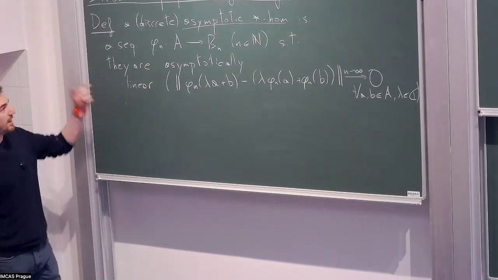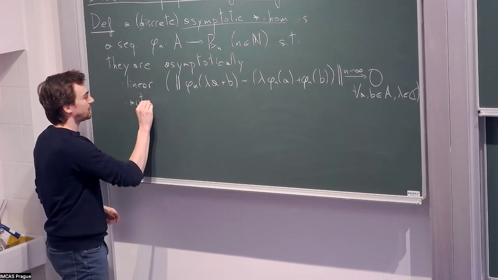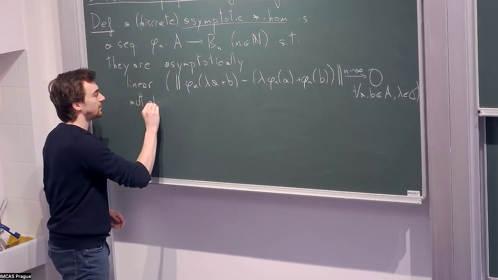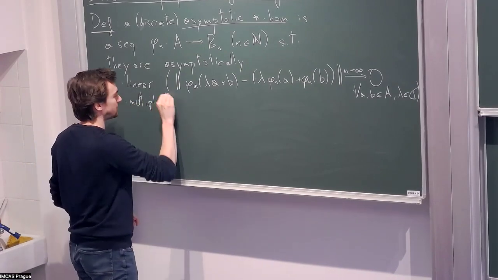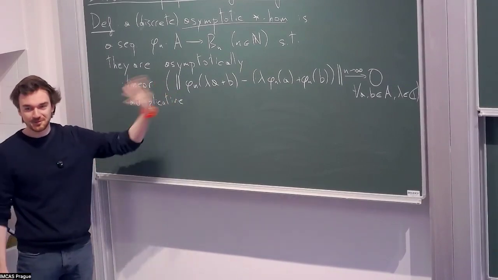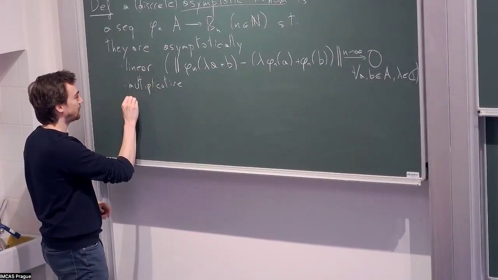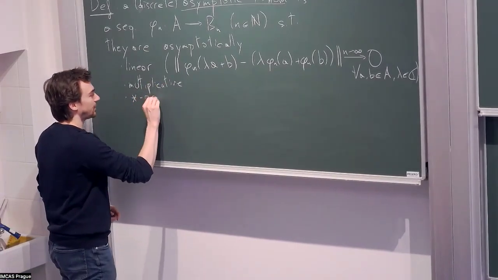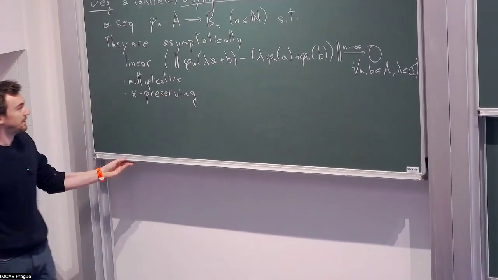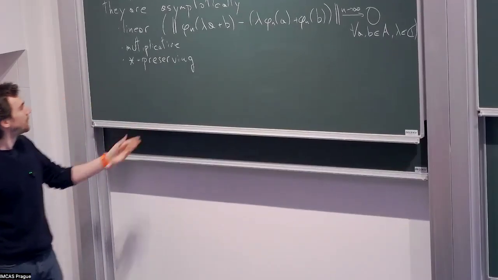So a star homomorphism is a linear map which is also multiplicative. I'm not going to write down what this is going to be, but it's literally just the multiplicative property, but approximately, and then also star preserving, meaning it preserves the adjoint approximately once again. Okay.